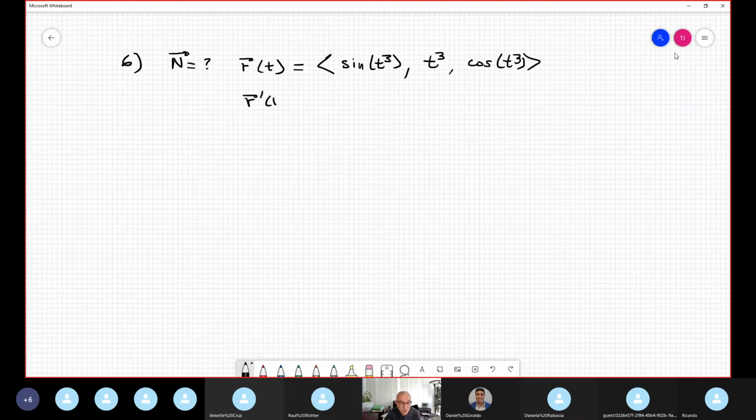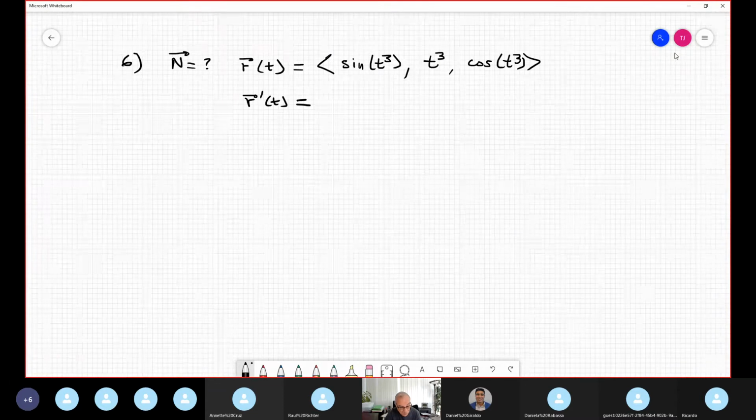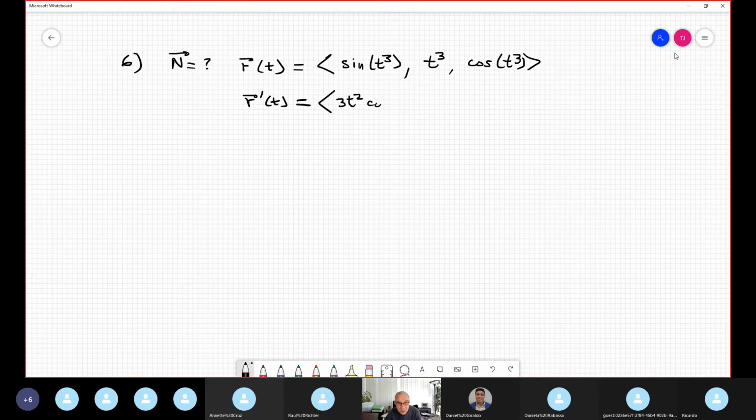You find the first derivative. The first derivative is derivative of sine. You apply the chain rule. In the chain rule, derivative of sine is cosine. But, of course, you differentiate the argument, which is 3t squared. So, actually, it's 3t squared cosine t cubed. Everyone following? You understand very well, this is calculus 1.